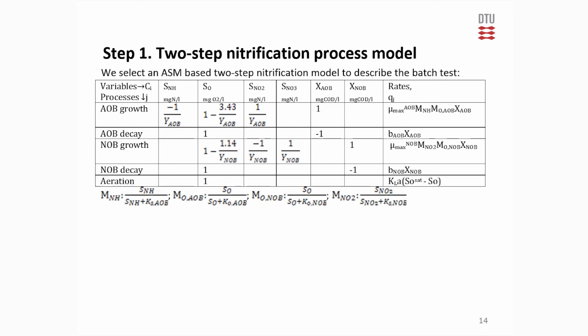This is the model selected to describe the ammonium oxidation process in a batch test. The ASM framework is used to model the system. The model considers a 2-step nitrification process with growth and decay rates, in addition to a gas-liquid transfer rate for oxygen transfer.